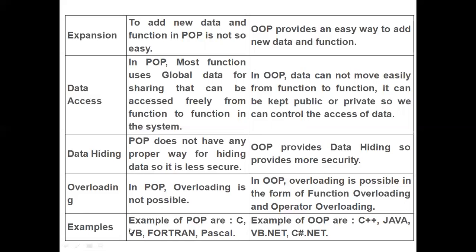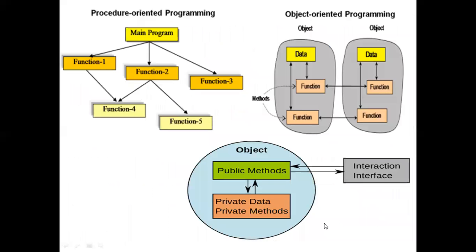Now the examples. Procedure oriented or object oriented: C, Visual Basic, Fortran, Pascal are examples of procedure oriented languages, and examples of object oriented languages, which give the OOPS concepts of class, inheritance and polymorphism, are C++, Java, VB.NET and C#.NET. Now next we will see procedure oriented with an example also.